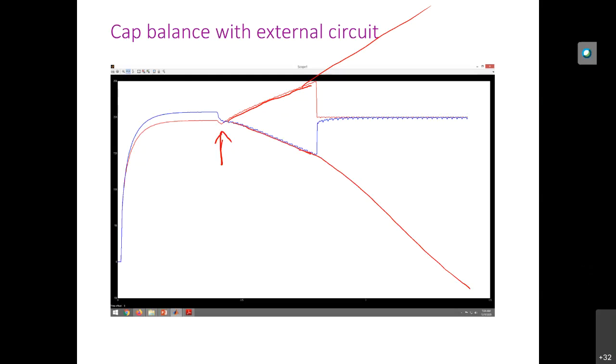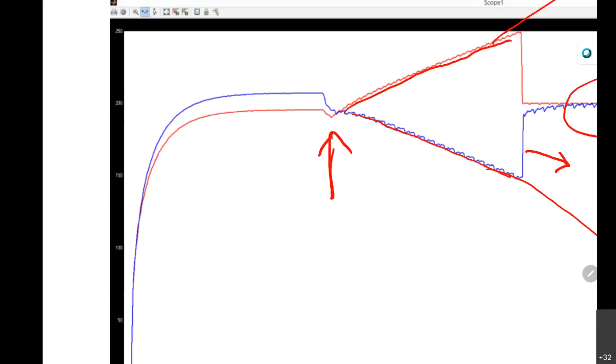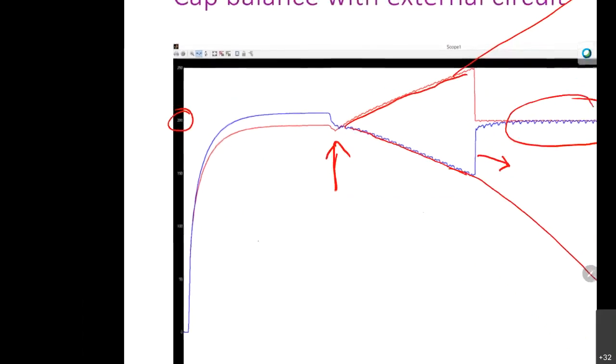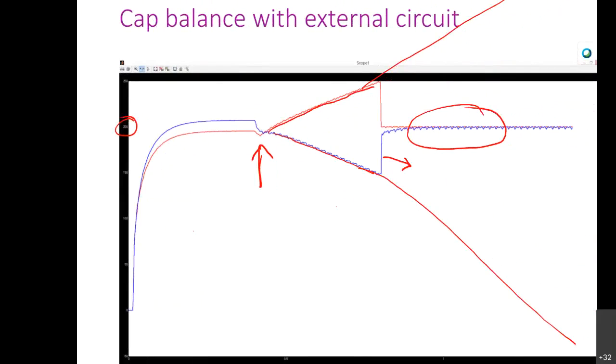Now this is the point where I turn on the chopper circuit. You can see that both capacitors are balanced, and moreover, they are maintaining the reference voltage of 200.